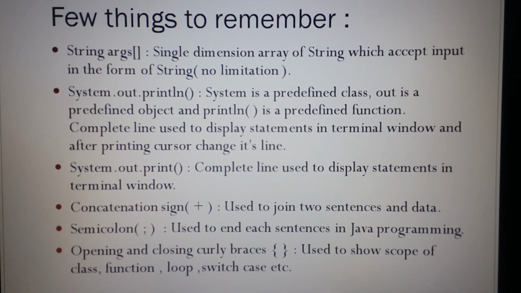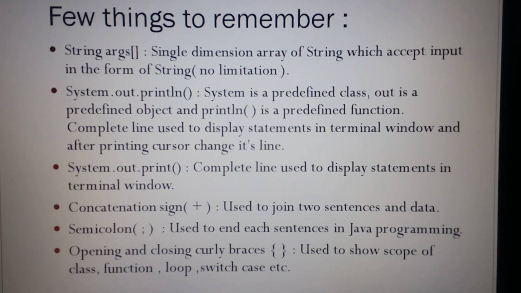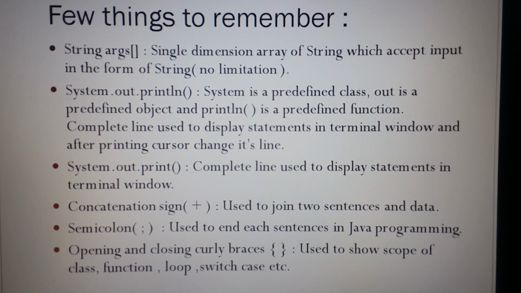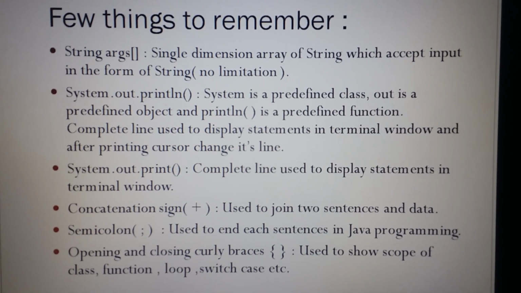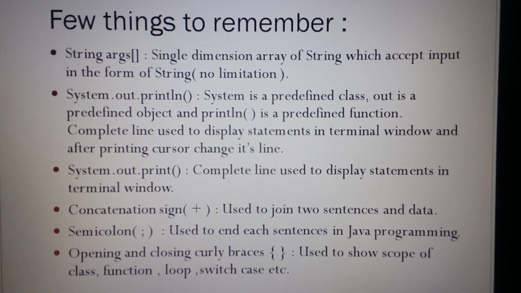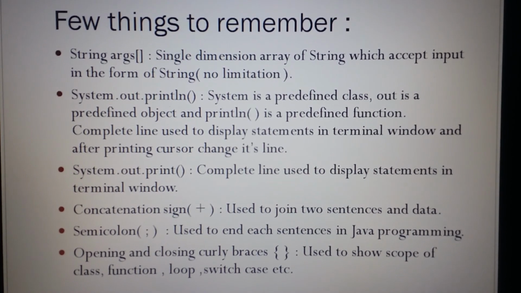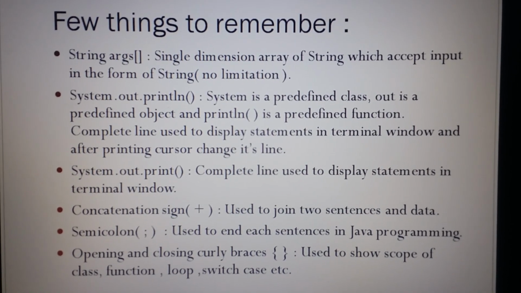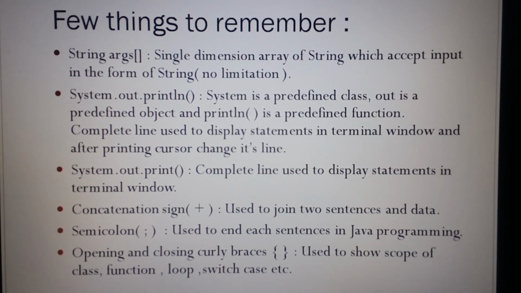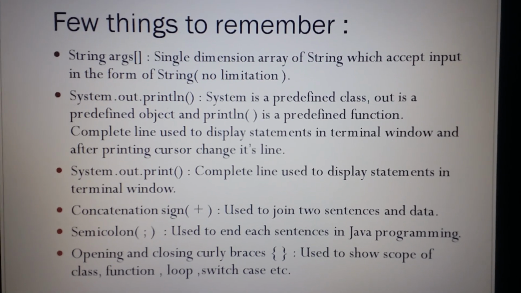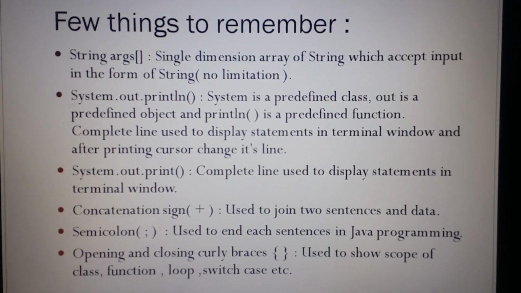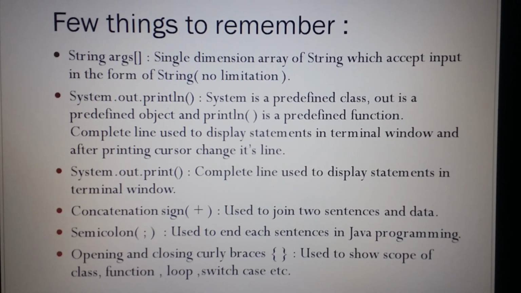And then we have the next line. See, System.out.println. It contains three things. System is a class, out is the object, println is a function. And the same for the next point, System.out.print. We have System as a class, out is the object, and print as a function which is present in the System class. Actually, System is a predefined class which deals with input and output devices.